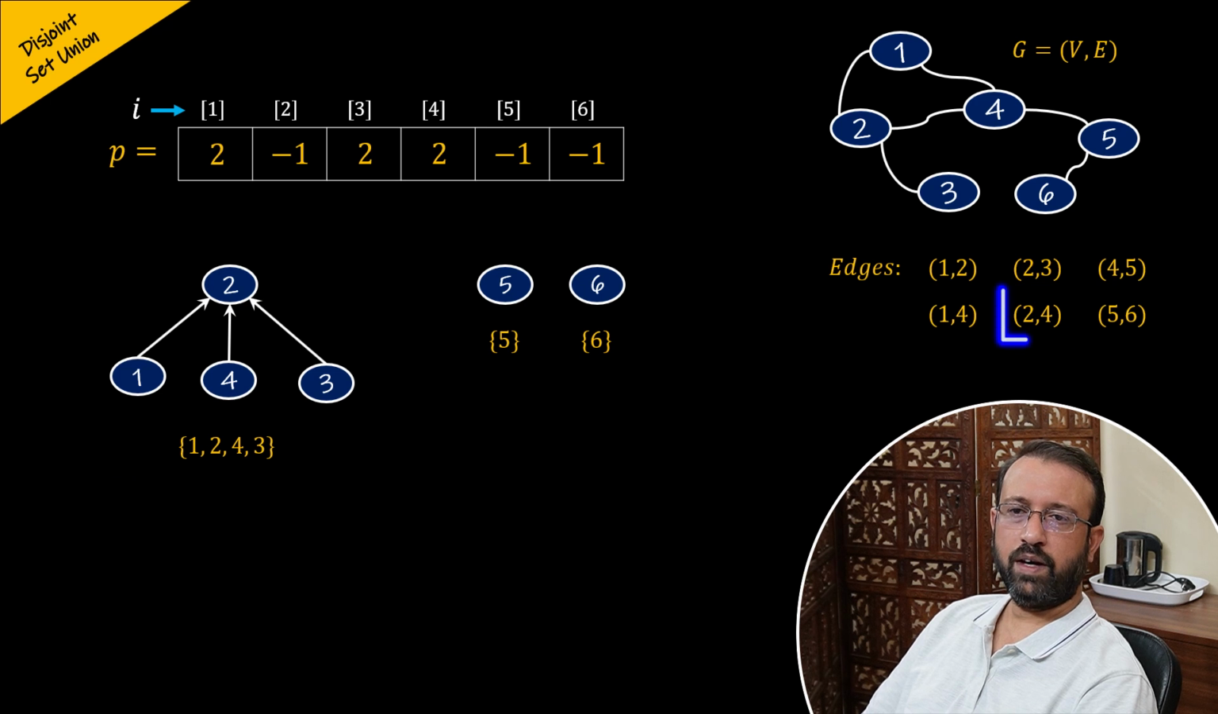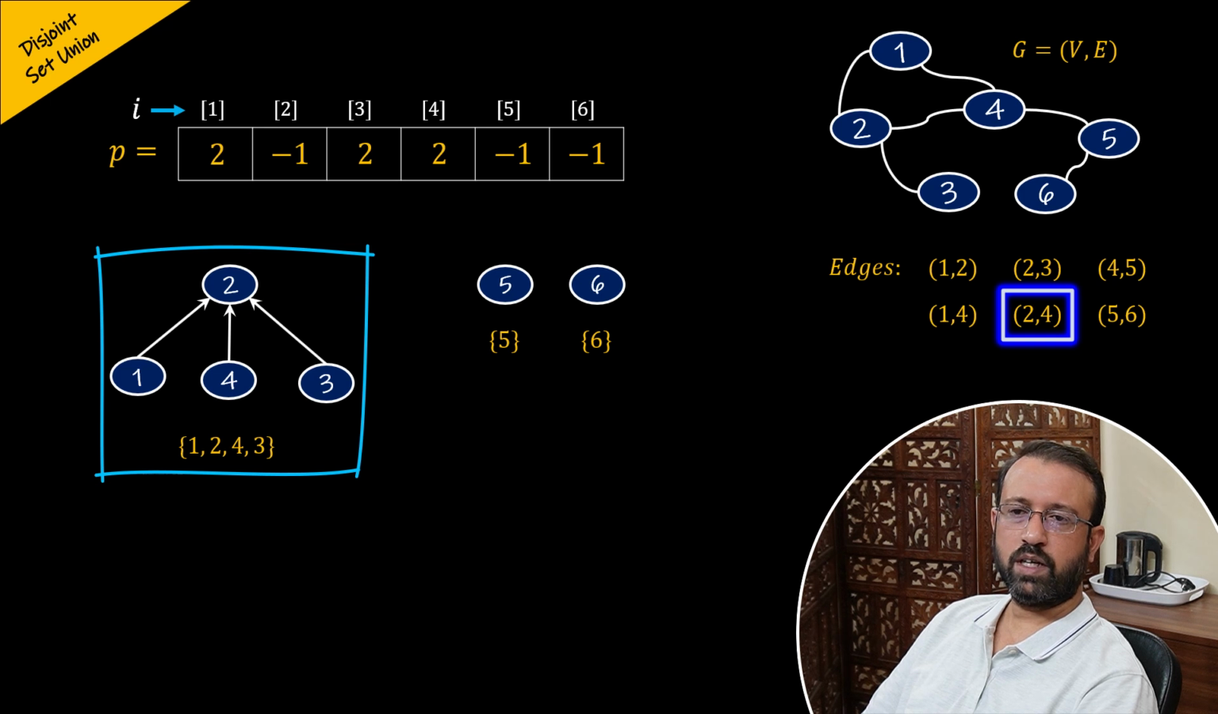Then we have an edge between vertex 2 and vertex 4. Now, we need to find whether vertex 2 and vertex 4 are in different sets. Vertex 2 and vertex 4 belong to the same set. We can say this because the parent of vertex 2 is vertex 2 itself, and the parent of vertex 4 is also vertex 2. So, since both the vertices have the same parent, or the same root, they belong to the same set.